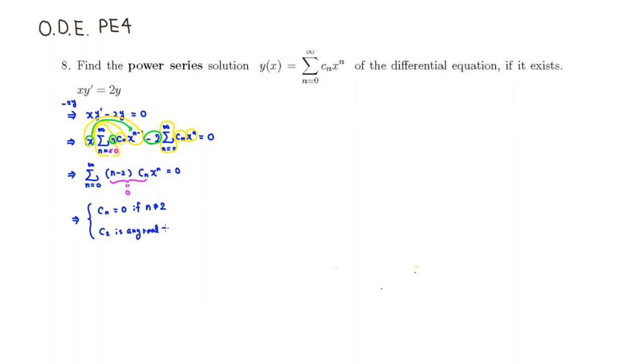So C_2 is any real number, which means that we have only one term when n equals 2, the x squared term is the only one we have, because all the other terms are 0. Therefore, y is equal to, since c_2 is any real number, maybe I should have called it any real number C, so it's going to be C x squared. That's the only term we have, since all the other coefficients are 0. So this is the solution. All right, that's it. I hope that this was clear.